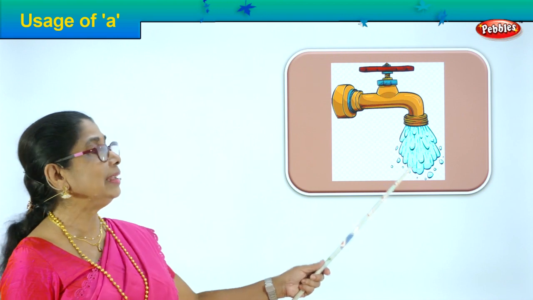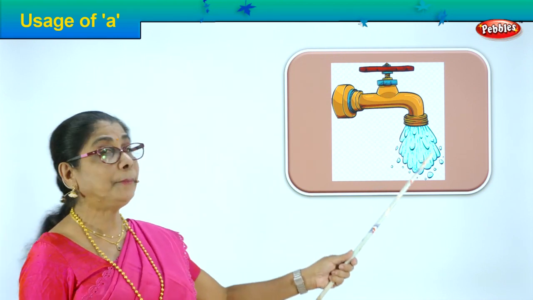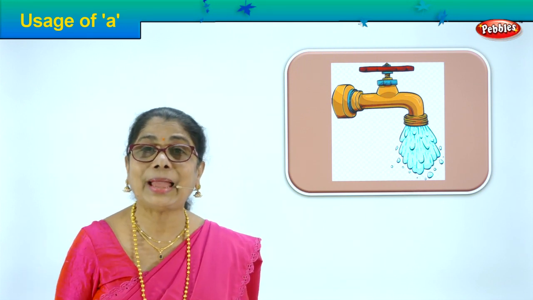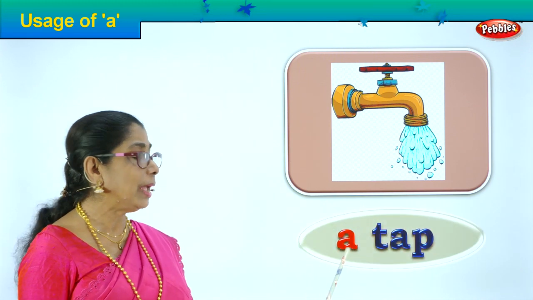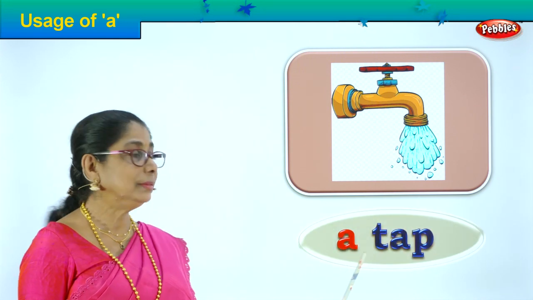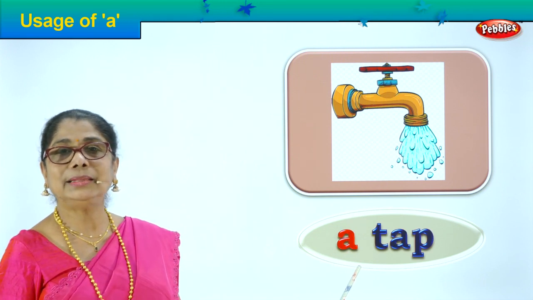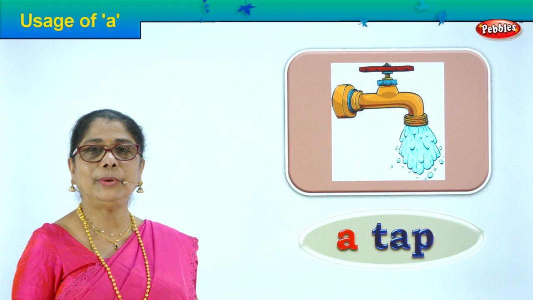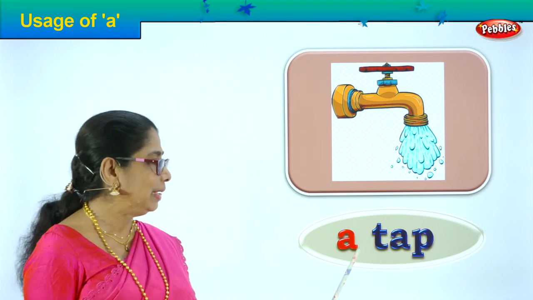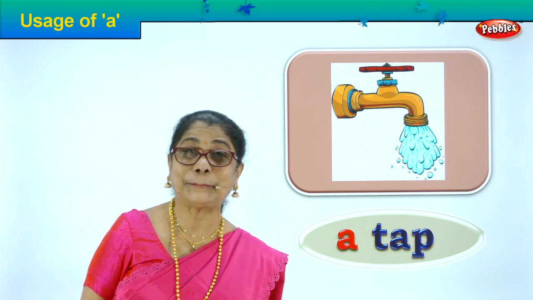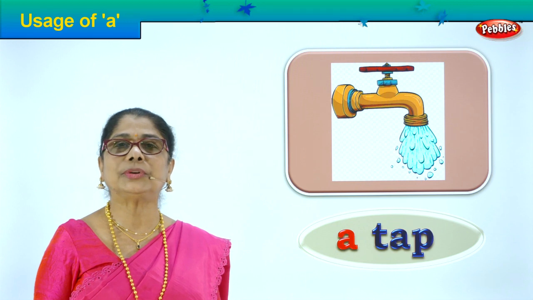Now, what do we see? Tap. Water is coming out of the tap. Somebody left the tap open. Spell tap. T-A-P, tap. And what do we place before tap? A tap. This is a tap. This is an open tap. Somebody opened it. Let the water go. Good. A is placed before the word tap. T-A-P, tap.